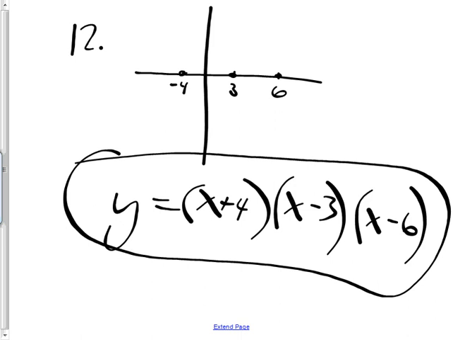Are there other equations that would have worked? Yeah. Mostly if you change this around to have a negative in front. Or you could have a -2 in front. It wouldn't matter as long as it goes through those roots.